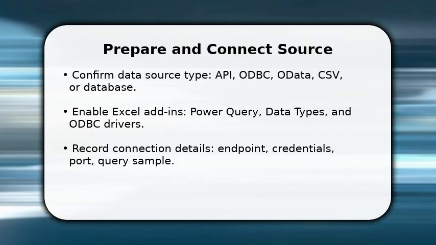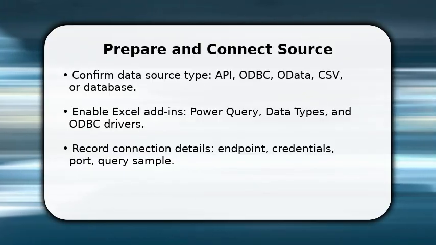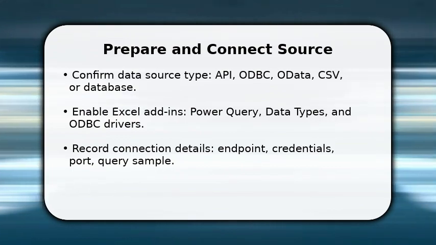Now open Excel's Data tab and choose the matching connector: From Web for an API, From Database for SQL. Then paste credentials and a test query to establish the initial link.